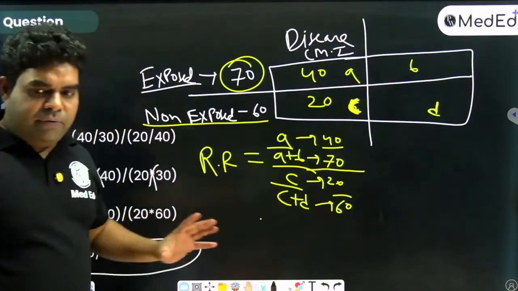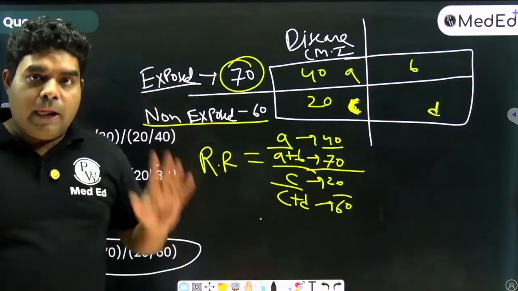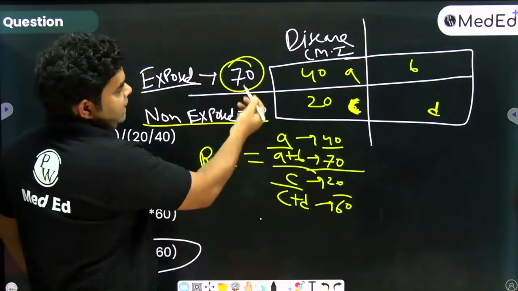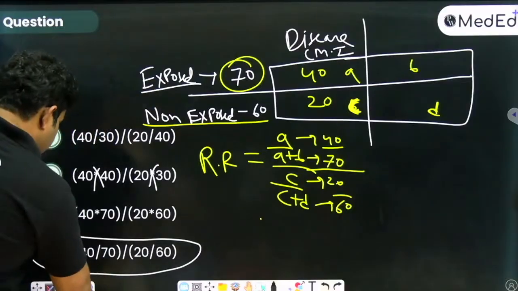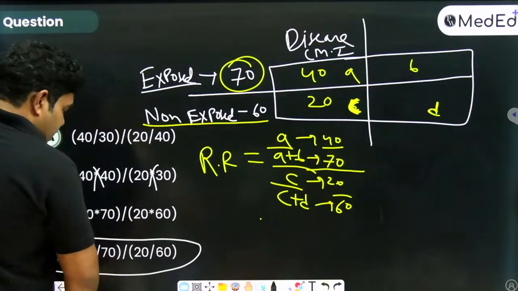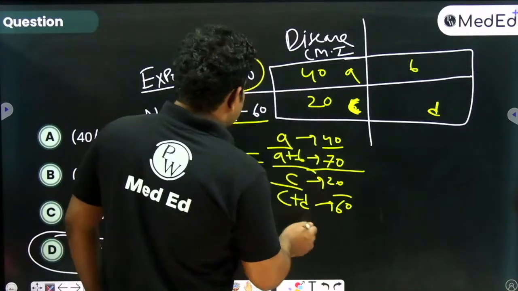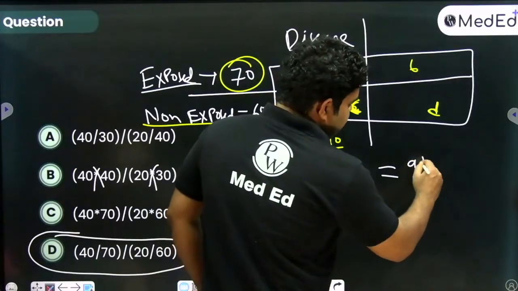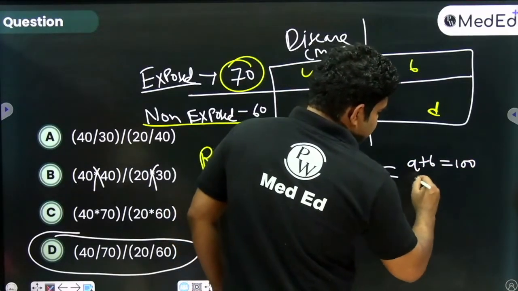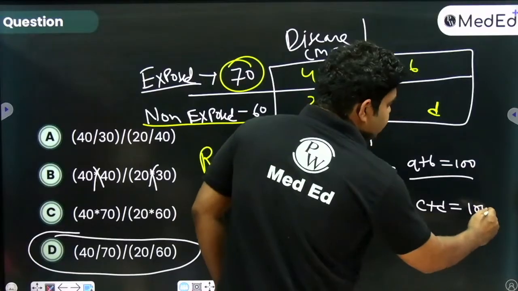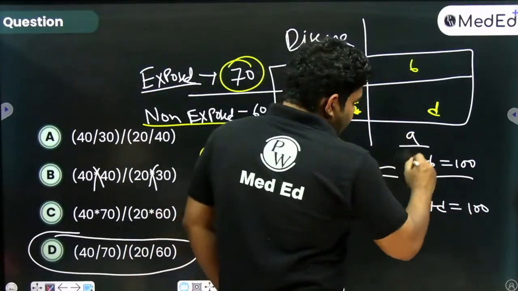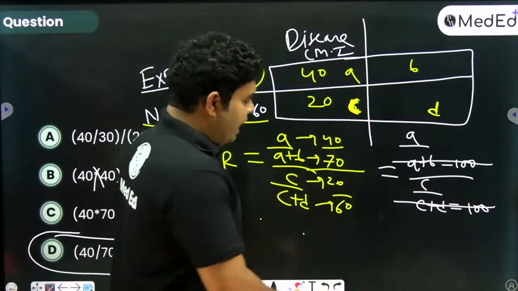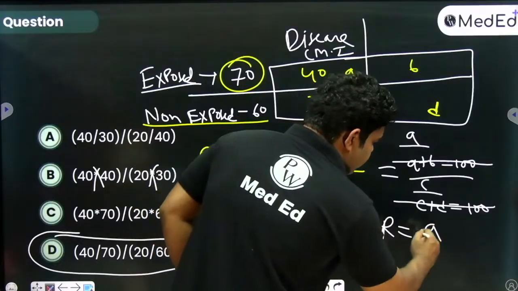This is the answer if exposed and non-exposed are not equal. But usually when they give an exam question, they put both as 70 or both as 60. So suppose both are equal, let's say 100, and exposed and non-exposed, A plus B is also 100 and C plus D is also 100. If they both are equal, then in this formula, C plus D and A plus B will cancel out, and the final formula of relative risk will become A by C.